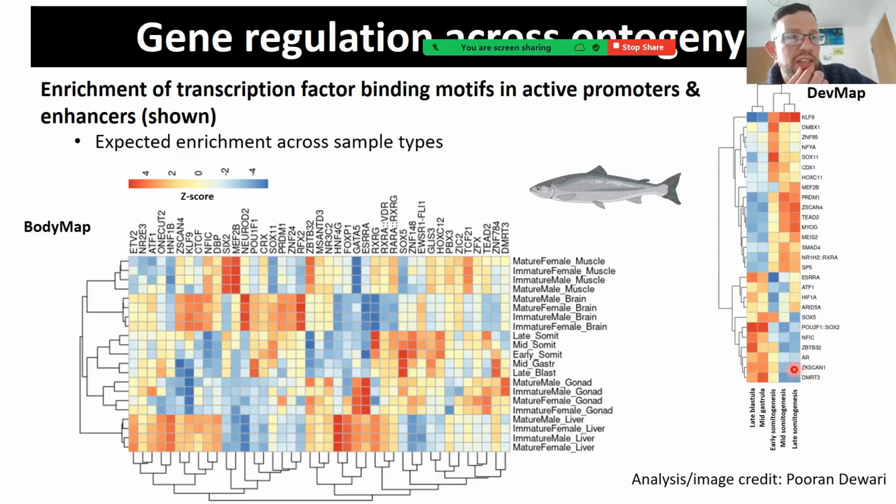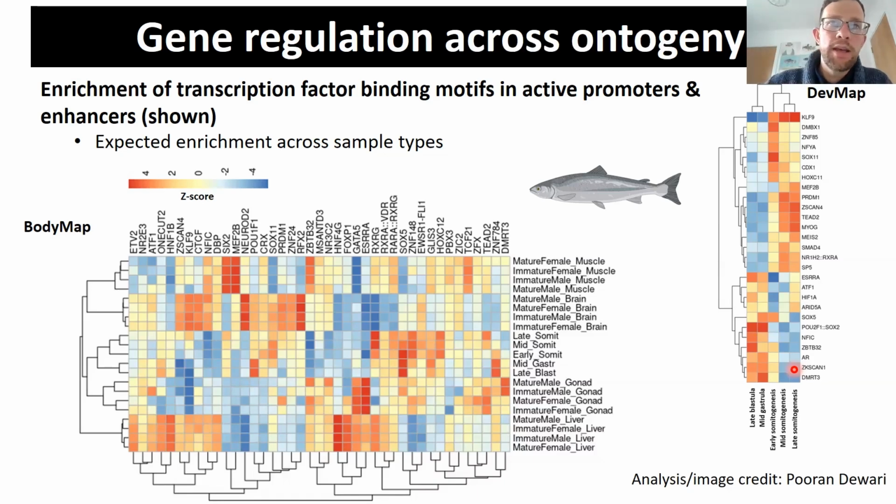We've also assessed transcription factor binding motif enrichment in open chromatin regions that are defined as active promoters and enhancers based on the ChromHMM data. Here I'm showing some data that shows evidence of enriched transcription factor binding motifs in active enhancer elements for both the body map and dev map samples in separate heat maps, so the body map on the left and the dev map on the right. So this gives us really reassuring results in terms of data quality.